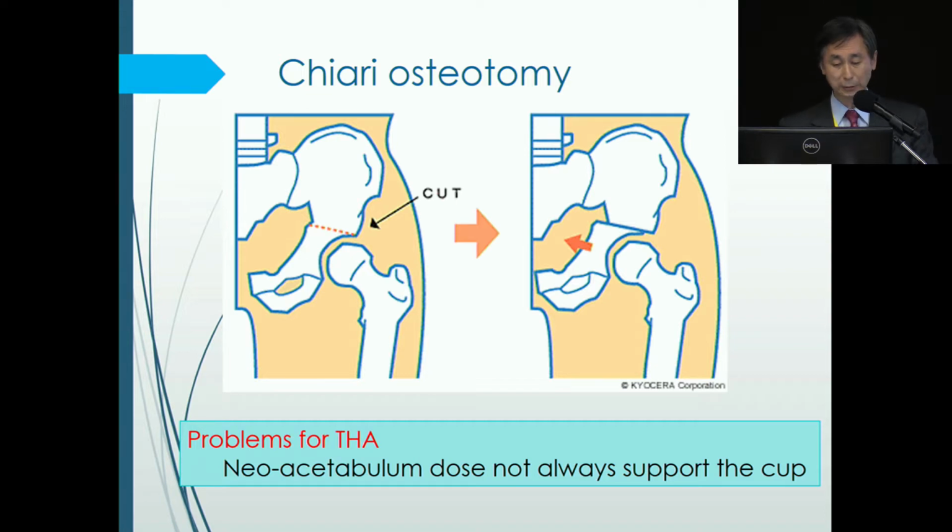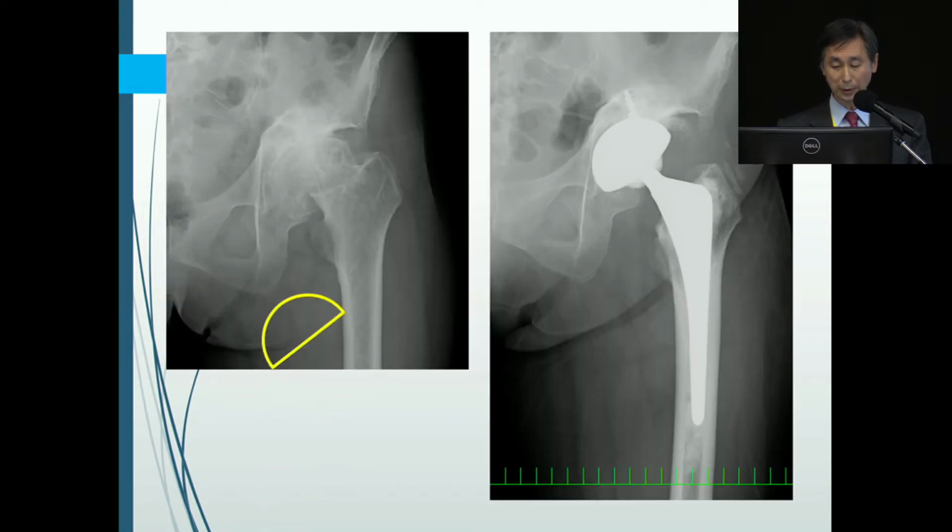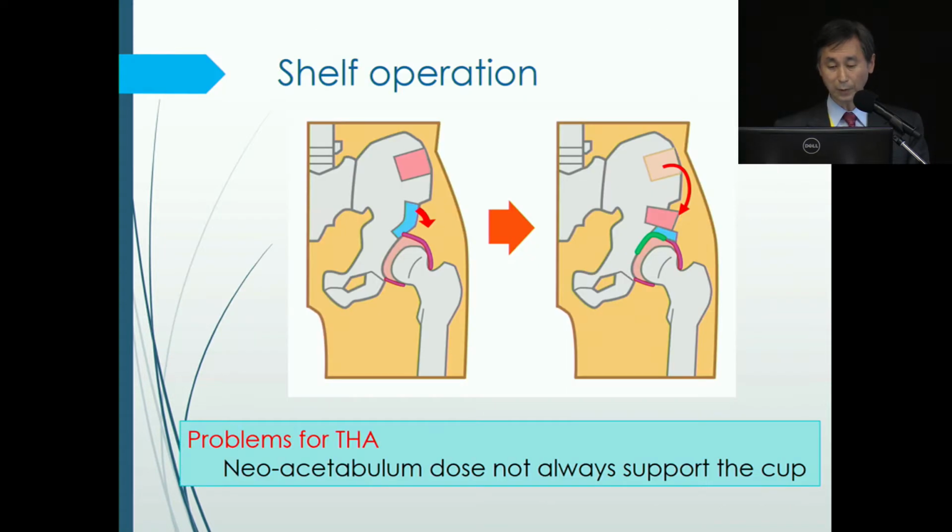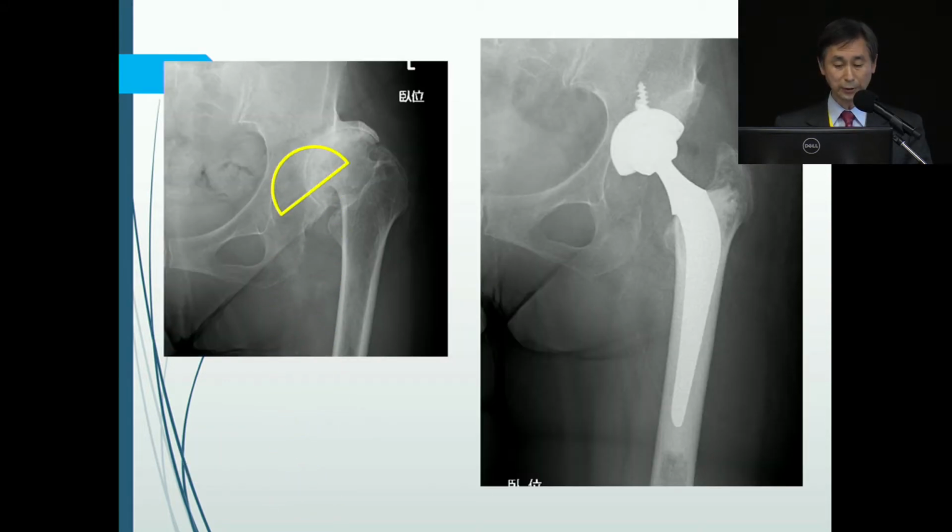Kelly osteotomy creates the neo-acetabulum by cutting the iliac bone. However, when doing THA after Kelly osteotomy, the neo-acetabulum does not always support the cup. Here in this case, the cup was not supported by the neo-acetabulum. The shelf osteotomy has the same problems. You can see here that the cup was not supported by the formed acetabular roof.